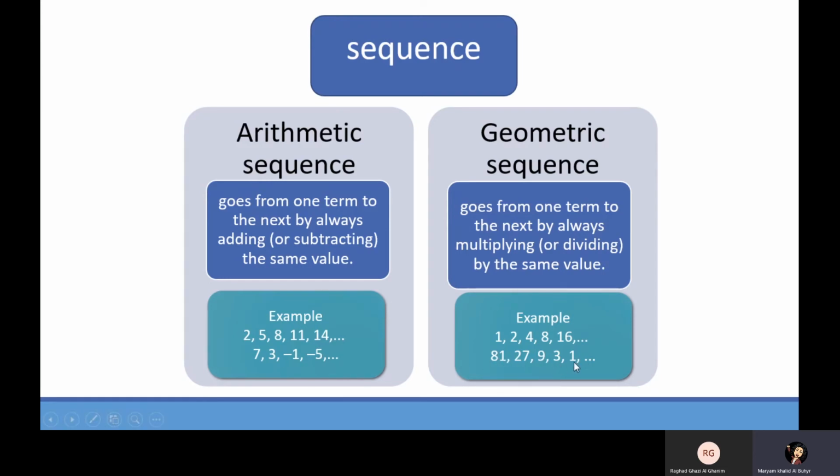For this sequence, again, we can just say it's by division. So 81 divided by 3 is 27. 27 divided by 3 is 9. 9 divided by 3 is 3, and so on. 3 divided by 3 is 1. And if you want to find the next two terms, you can just divide also by 3. So the next term here will be 1/3, and then it will be 1/9, and so on.